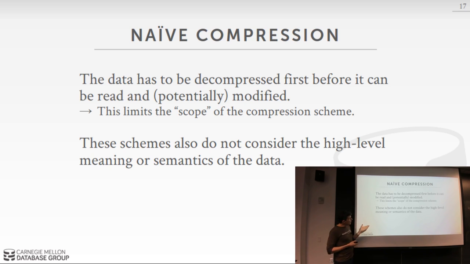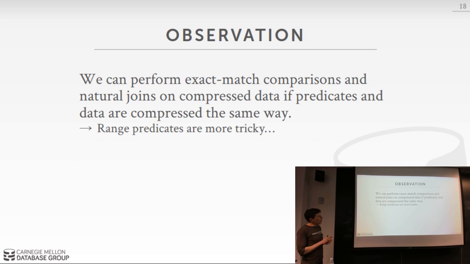And then the other issue is that we're not going to be able to leverage any semantics in our queries. We can't leverage the fact that we know what the query is actually trying to do to use the compressed data in a sophisticated way, or a way that allows us to do less work. So in the case of some queries where you're doing an exact comparison or maybe a natural join, we can actually do the join or the comparison if the two sides of the predicate are compressed in the same way, because it's still going to be an exact match.